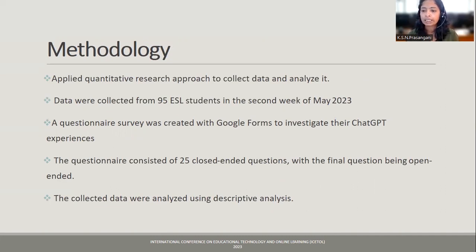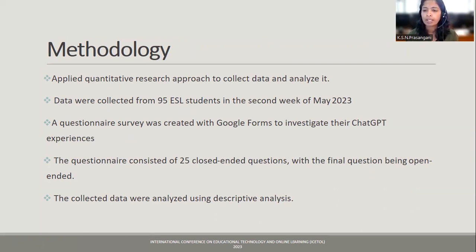and whether they do use that tool to improve their English language. There we have used a quantitative research method, and we have used a questionnaire to collect data from 95 ESL students. We collected the data in May 2023, using a Google form to check how they use ChatGPT and what their experiences and attitudes are on ChatGPT.